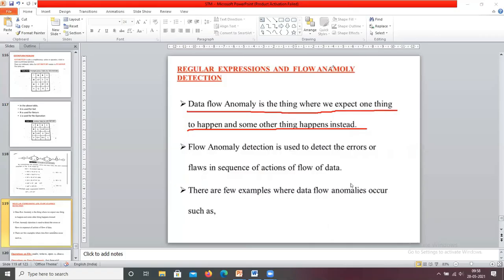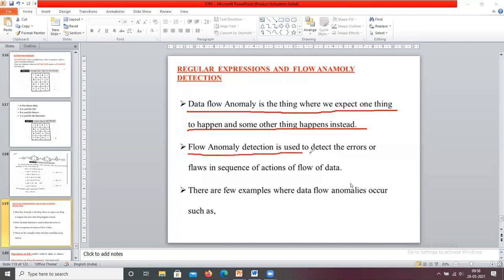For example, if you try to open a file, but that file was not created. Without creation, how can we open the file? That we call an anomaly. In some cases, you want to update the data, but the file is not created, yet you try to update the file. That is also called an anomaly. So a data flow anomaly is where we expect one thing to happen and some other thing happens instead.